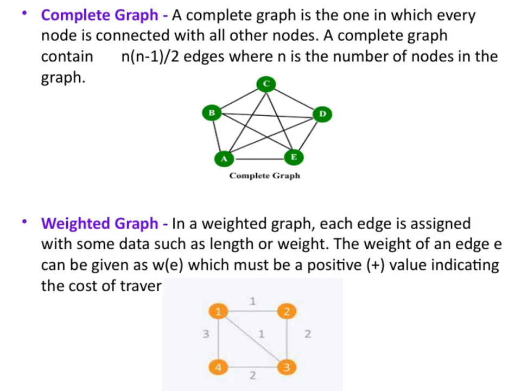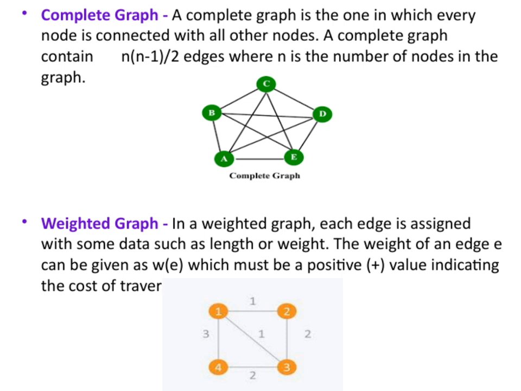First, we have the complete graph. This is a special kind of graph where every node is connected to every other node. So, in a complete graph, no node is isolated or disconnected. They all have direct connections with one another. An interesting point to remember is that the number of edges in a complete graph is given by the formula n times (n minus 1) divided by 2. Here, n is simply the number of nodes. This formula essentially counts all the unique pairs of nodes that are connected.